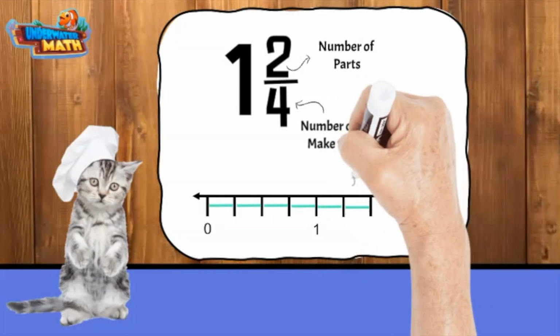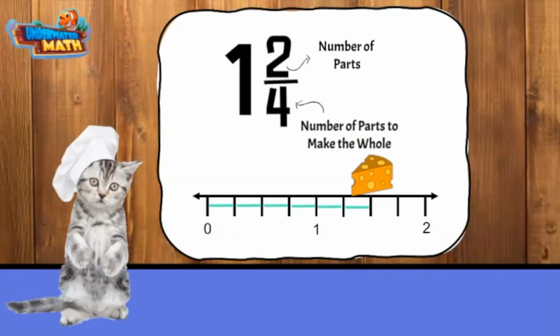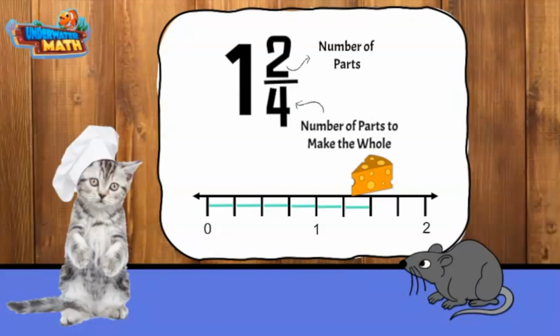I am going to put the cheese right here. The position of the cheese represents 1 2/4. Why are you teasing me? Just a few more examples and I have a surprise for you.